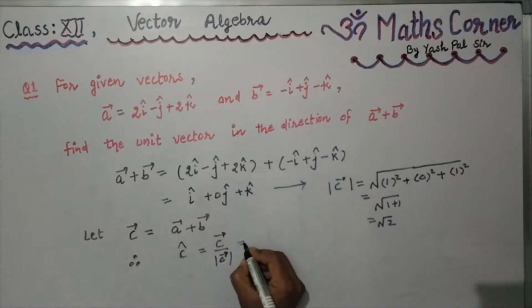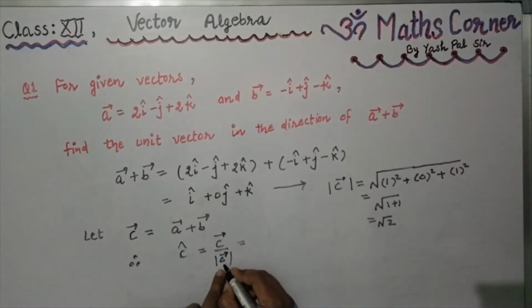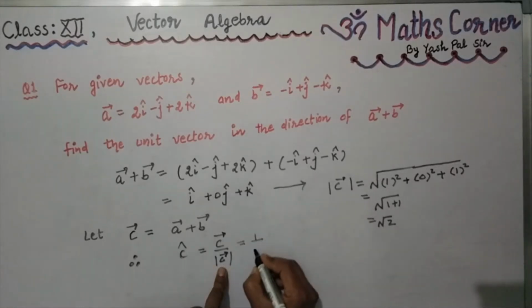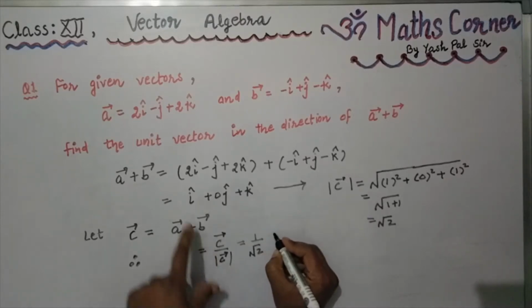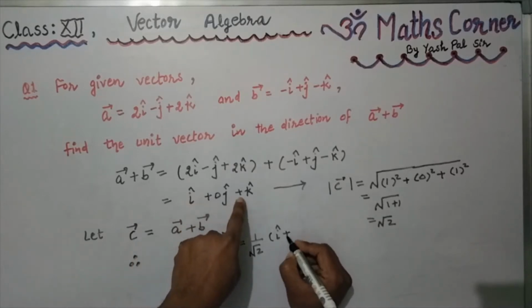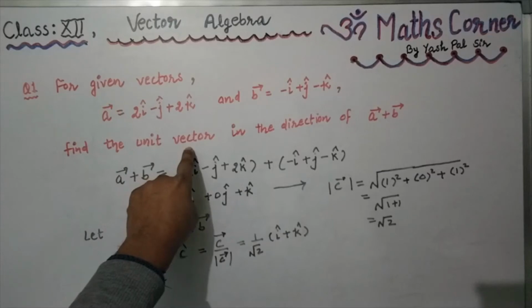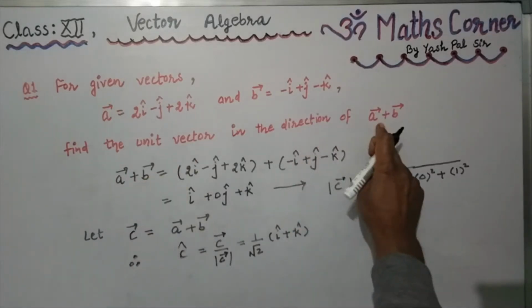Now what is the unit vector C cap? It is vector C divided by magnitude of C, that is 1 upon square root of 2 into vector C. That is, 1 upon square root of 2 into i plus k. So this is the required unit vector in the direction of A plus B.